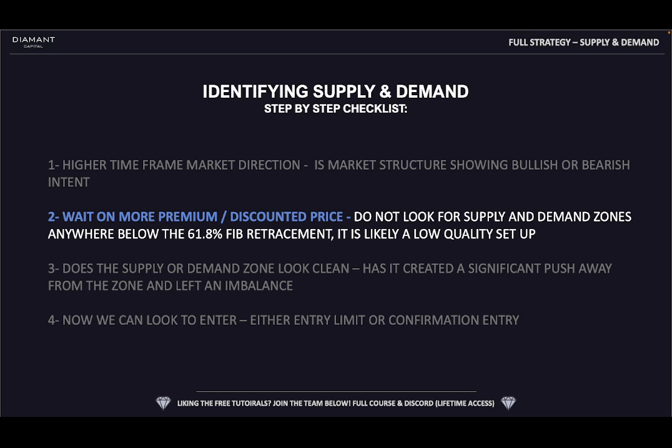Now, don't look for supply and demand areas that are anywhere below or within that 61.8% fib retracement. The reason I mention this is that the 61.8% fib retracement just defines what's going to be premium and what's going to be discounted as well. Anything around the 50% or even less than that, personally, I'm not going to be looking at it. Obviously, there are scenarios where it's a bit more complex. I'm going to get into all of that, but pretty much just look for premium and discounted price.